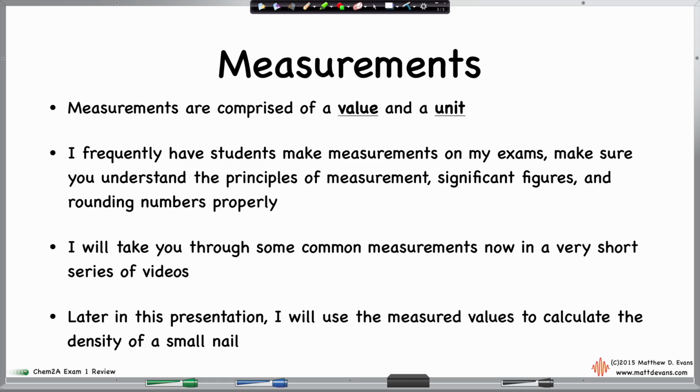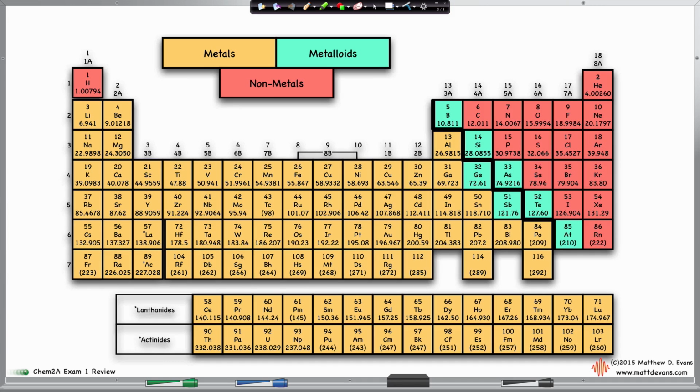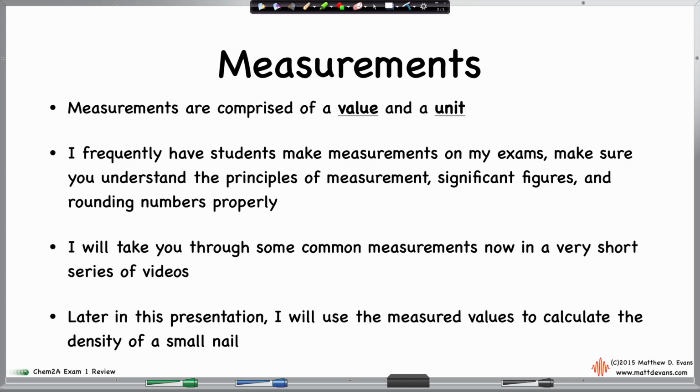Now let's talk about measurements. Let me just back up. Nope, I didn't skip a slide. So let's talk about measurements. Measurements are comprised of a value and a unit. So I measured the length of a paper clip or something like that. The value is, whatever, 2 centimeters, and the unit is the centimeter part.